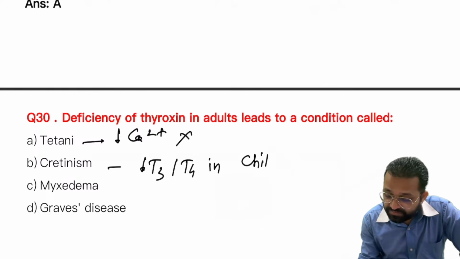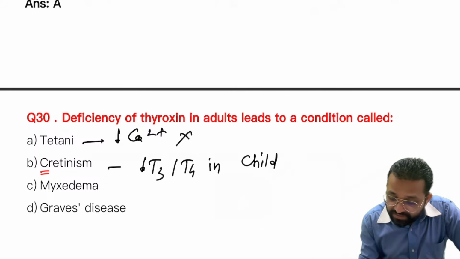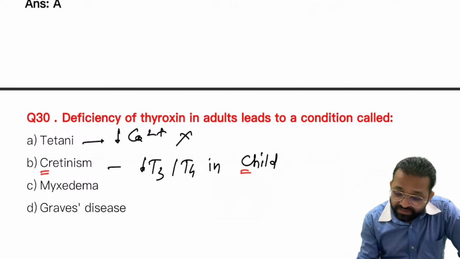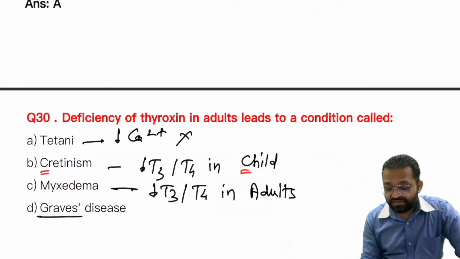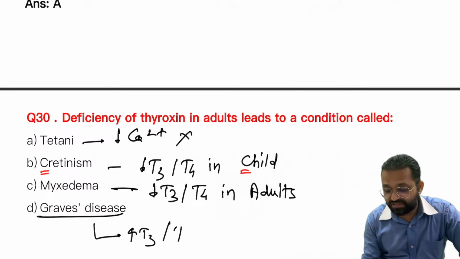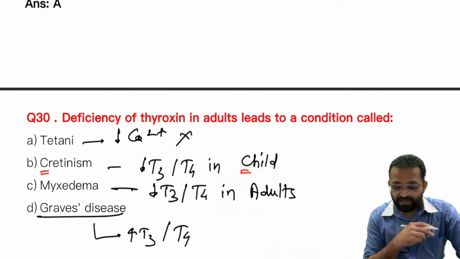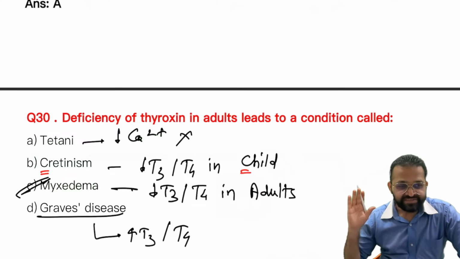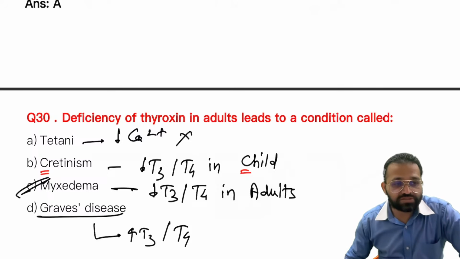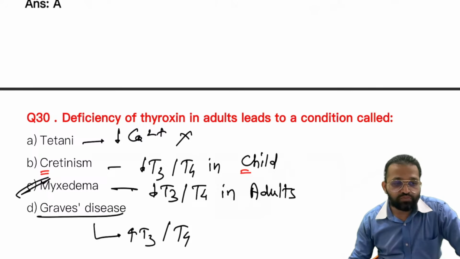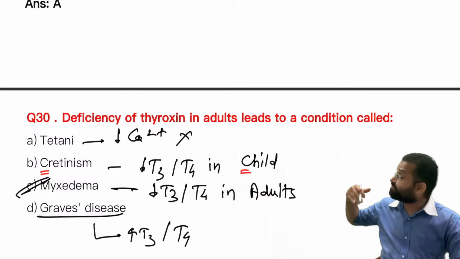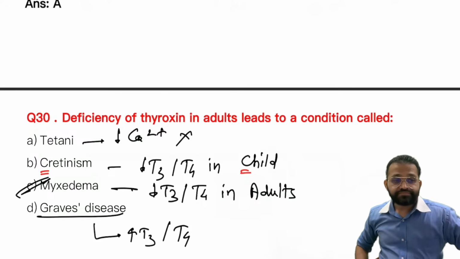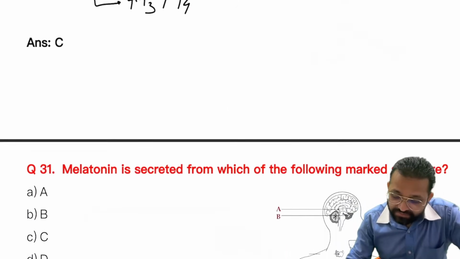But in child, remember, C for cretinism, C for child. Myxedema, yes, decrease T3, T4 in adults. Graves' disease, sir, it is increase in T3, T4. So answer in this question is C. C. Yes, Ankush, Sakshi, Sangupta. Yes, move on. C is the answer. Okay. Graves' disease is the hyperthyroidism, not deficiency, but increase in the thyroxine. Yes, Ashna, right. Come to the next.